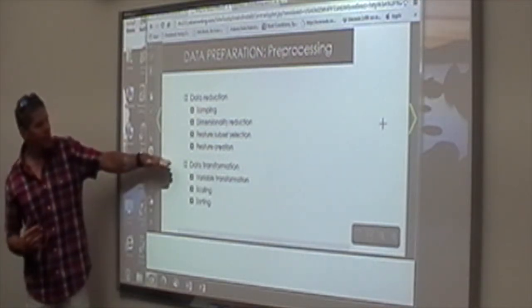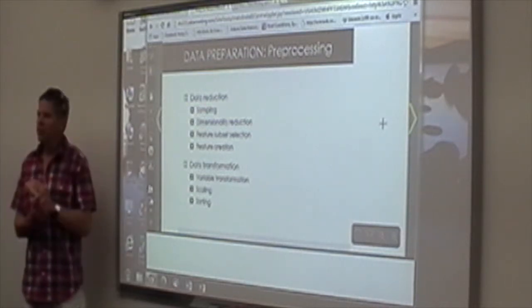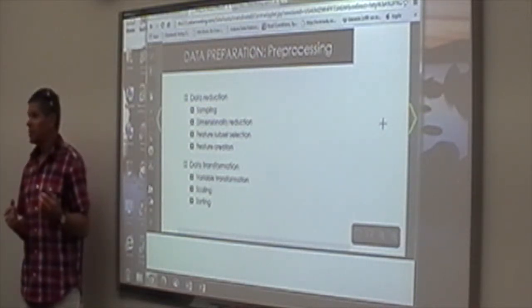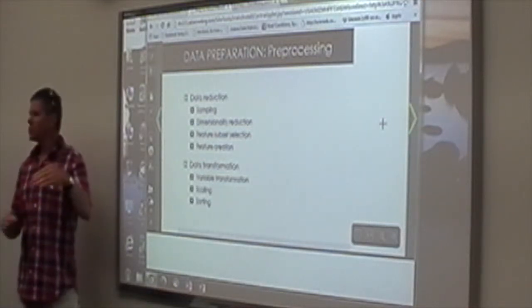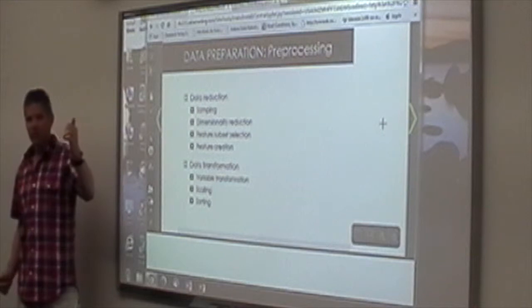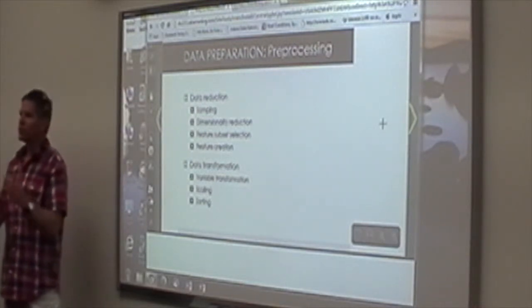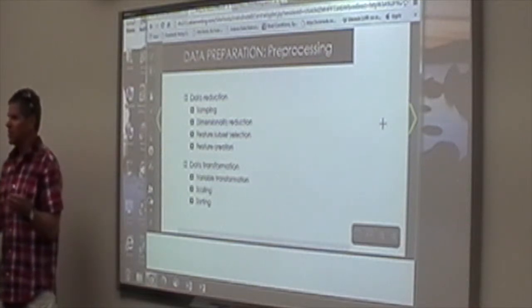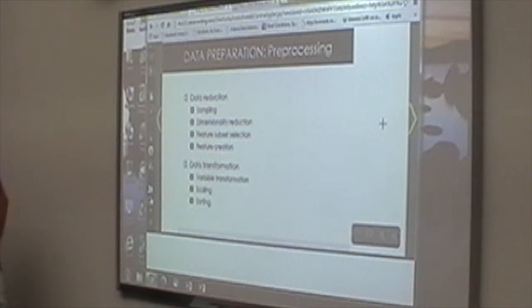Then, again, depending on the process at hand, or the problem at hand, you might want to transform your data. You might want to change your variables. Examples of that are scaling to be within certain ranges, or you might just be interested in sorting your data from best to worst, 1 to 10, and so on.